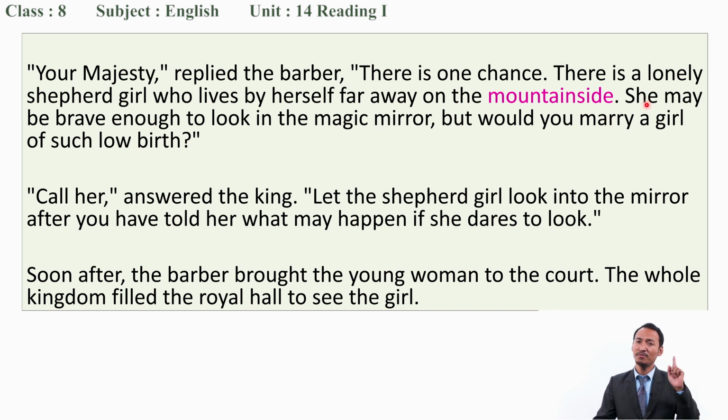Okay, so there is that girl far away on a mountainside. She is living alone, and she is a shepherd girl. She may be brave enough to look in the mirror.